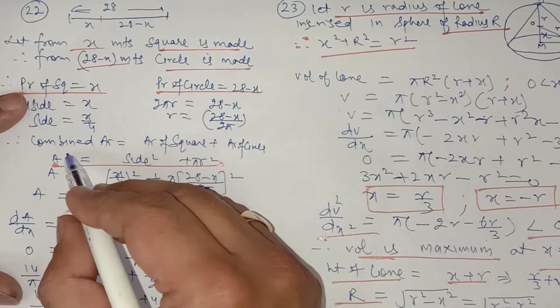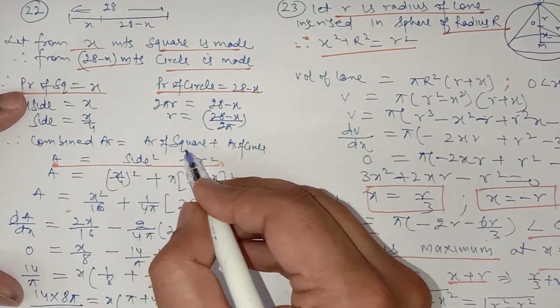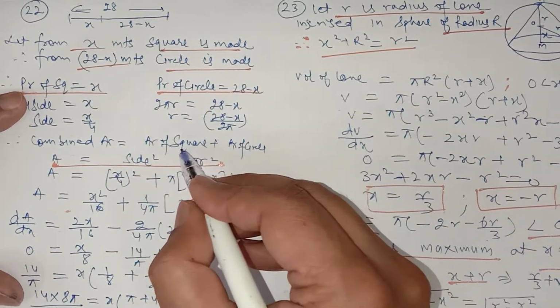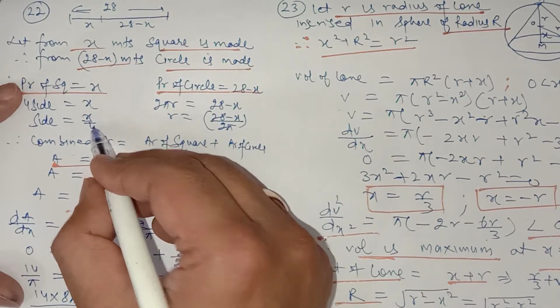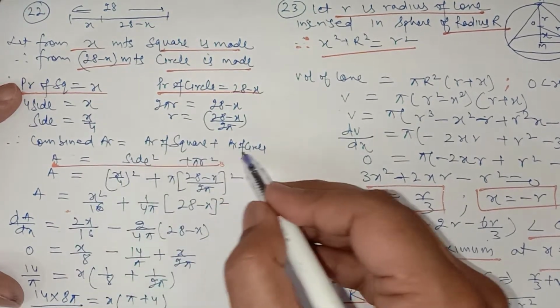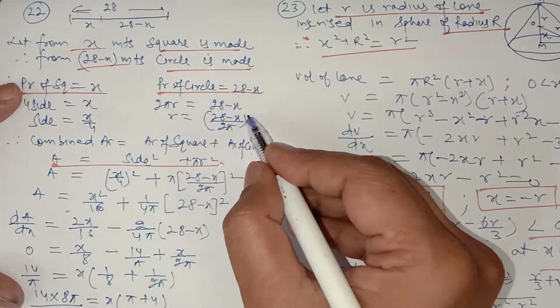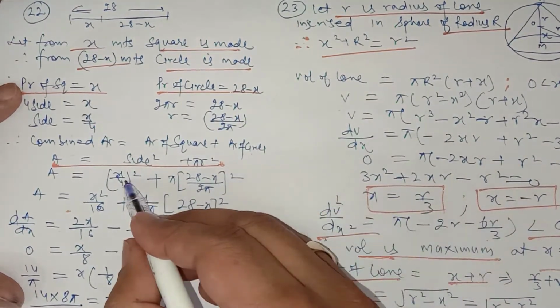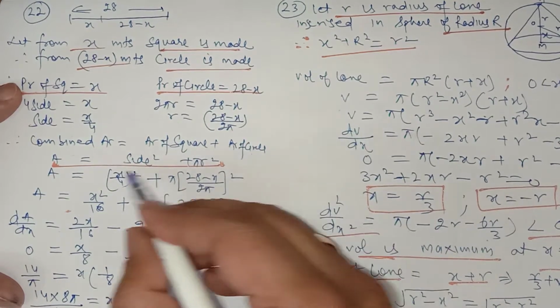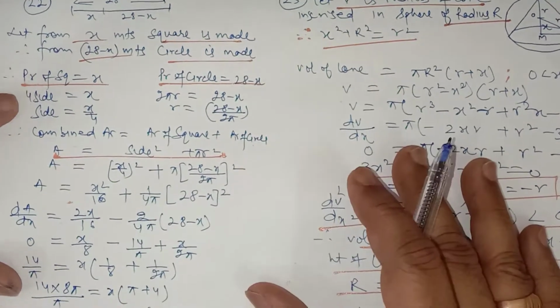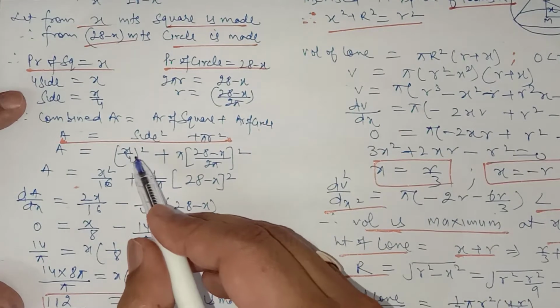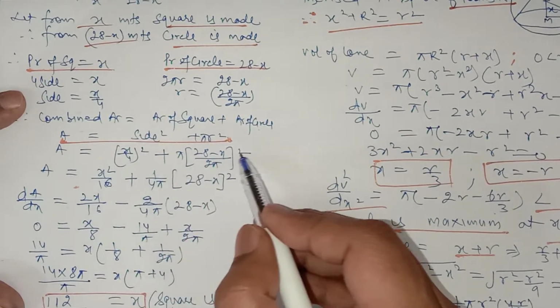Why are we finding this? Because we have to find the combined area, which is the area of the square and the area of the circle. To find the area of the square, we need the side, which is x upon 4. To find the area of the circle, we need the radius, which is 28 minus x upon 2 pi. This is the combined area, and you have to prove that it is minimum. So first of all, simplify it: x square upon 16, and find the whole square.